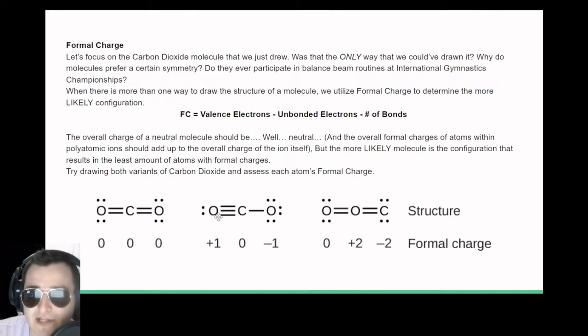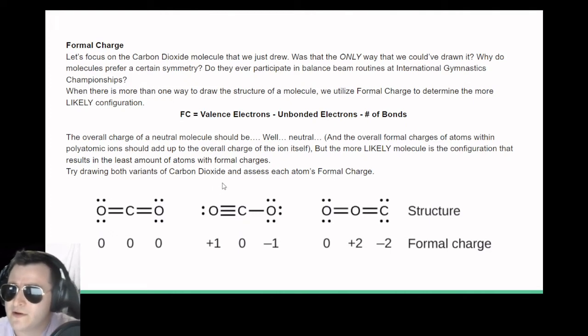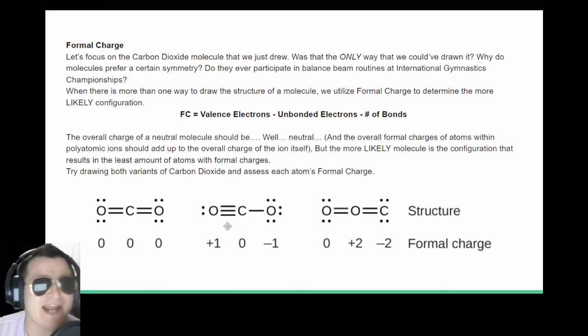Whereas if we go over here to this variation of carbon dioxide, which really is the only other contender for how to draw carbon dioxide, this triple bond oxygen over here is putting in a little extra work. He doesn't like that, and let's see why. He's got 6 valence electrons, right? Oxygen does. Minus 2 unbonded electrons in this lone pair. 6 minus 2 is 4. And 4 minus 3 bonds is +1. Not neutral. The agony! Putting in too much work!